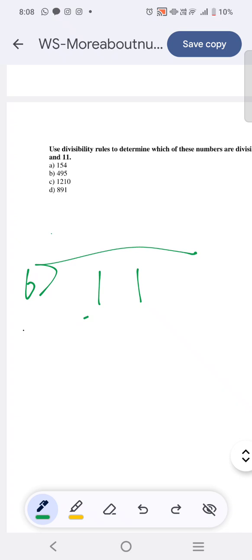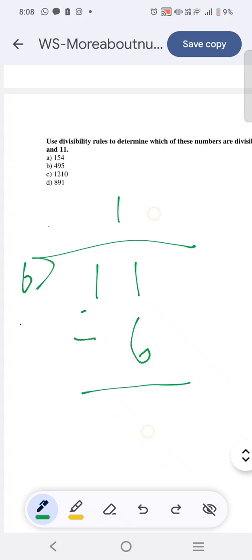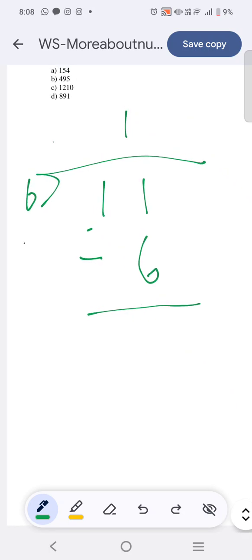11. So 6 ones are 6, 6 twos are 12. Now 12 is greater than 11. The nearest is 6 now. So 6 ones are 6, minus. Now 11 minus 6 is 5. Then what will we do now? 6 ones are 6. Nothing can happen. 5 is the remainder now.